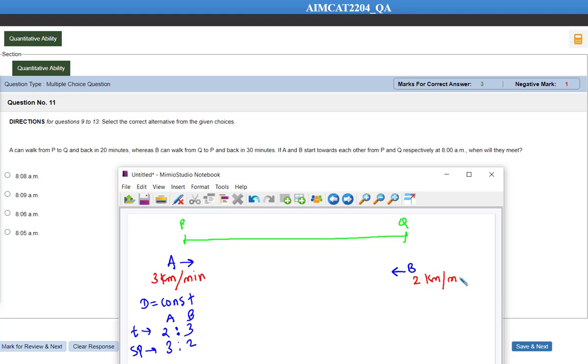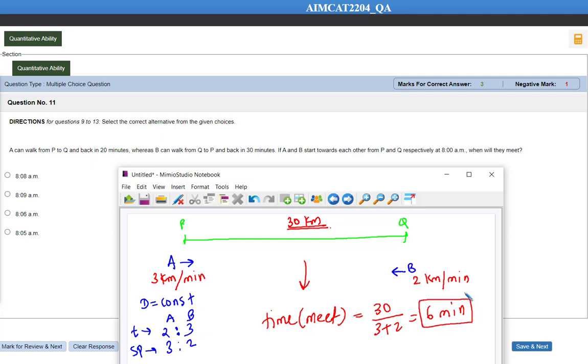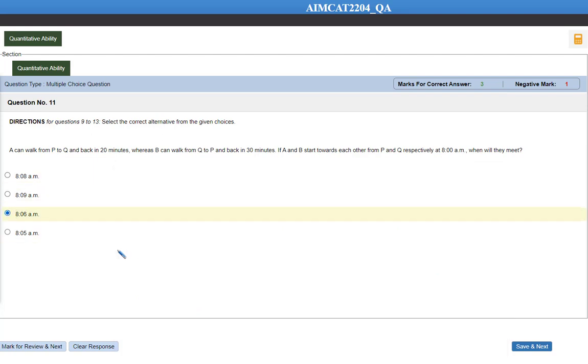So the total distance traveled by A in 20 minutes is how much? 20 into 3, 60 kilometers. 60 kilometers is the round trip distance, so this distance is going to be 30 kilometers. Okay everyone, the one way distance is going to be 30 kilometers. So the time required to meet is equal to the distance between them divided by the relative speed, 3 plus 2, that is 30 divided by 5, 6 minutes. So they will meet 6 minutes after they start. 6 minutes after 8 o'clock means they are going to meet at 8:06. Okay everyone, so let's mark option C as the answer and let's move ahead.